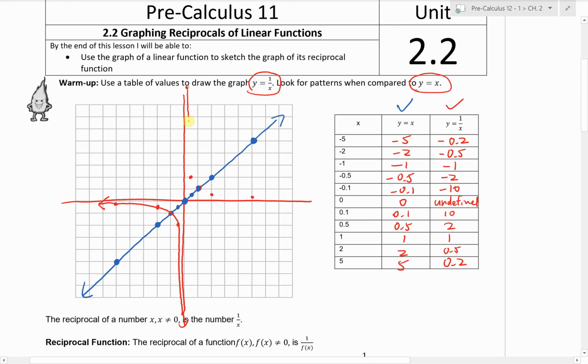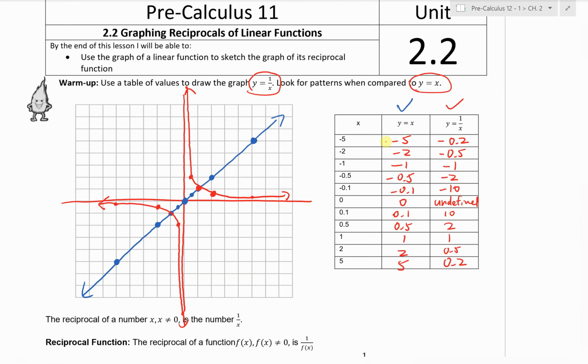And this goes this. I missed a point. Excuse me, but you see that's the graph. Okay, so let's look at the pattern here.